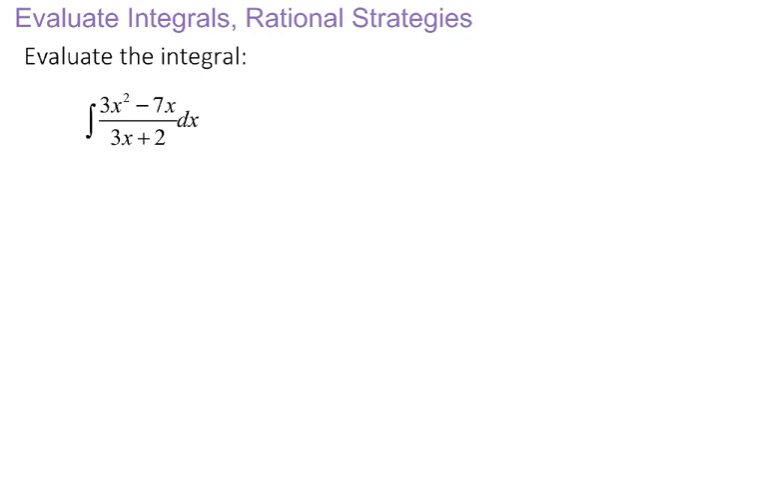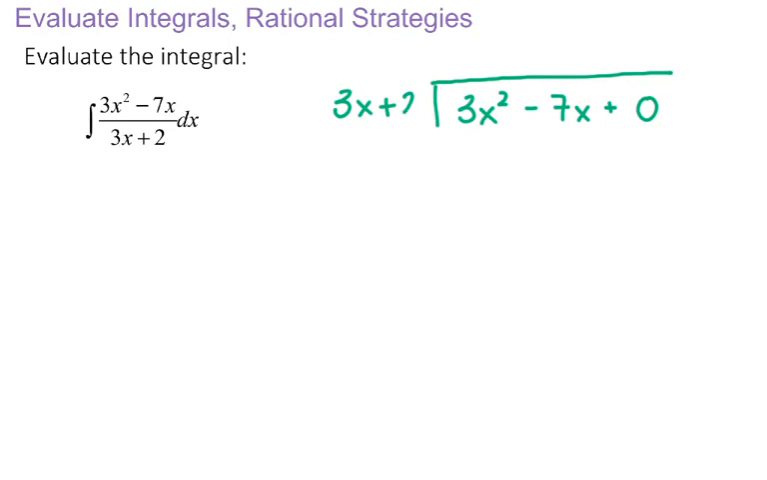So setting this up, my numerator is my dividend. And remember, when we set up our dividend, we want to list all terms in descending order. So I'm looking at this, I've got quadratic, linear, and then constant. And my denominator is my divisor. So I'm going to be dividing in 3x plus 2.